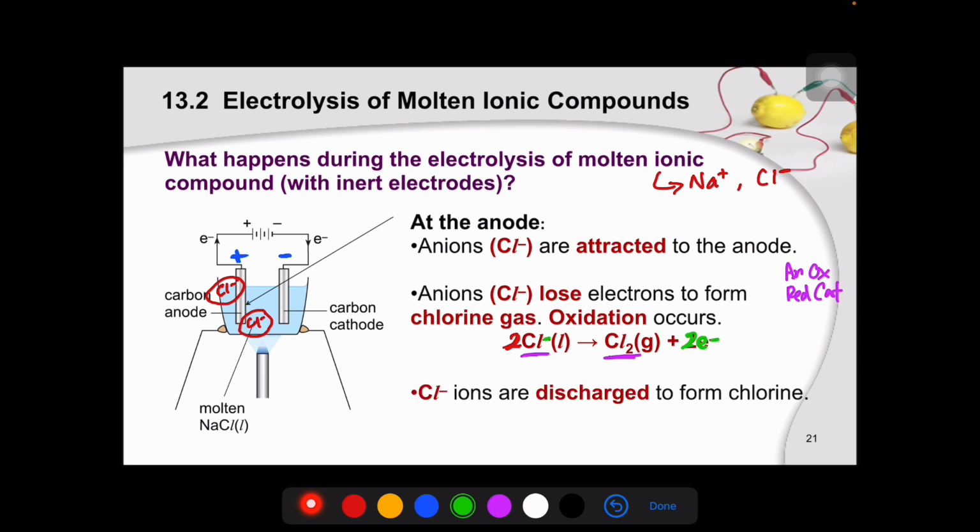So as a whole, we say that chloride ions are being discharged to form chlorine. Right? So this is what happens at the anode. This is a form of oxidation, because anode is where oxidation happens. Now, what about at the other electrode?